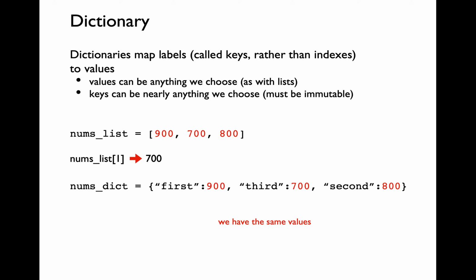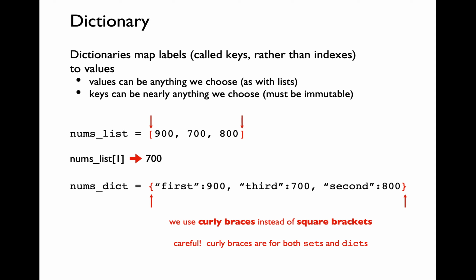Let's talk about the differences between these two definitions here. When you define a list, you'll be using square brackets within which you'll have comma separated items. When you define a dictionary, you'll be using curly braces within which you'll have comma separated key value pairs. Each of those entries is called a key value pair because you have the label, which is the key, and the data, which is the value.